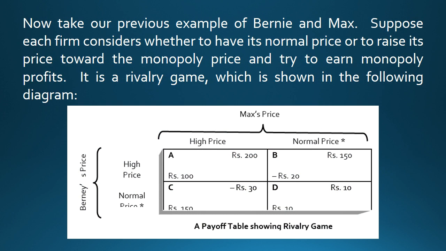Now take our previous example of Bernie and Max. Suppose each firm considers whether to have its normal price or to raise its price toward the monopoly price and try to earn monopoly profits. It is a rivalry game, which is shown in the following diagram.